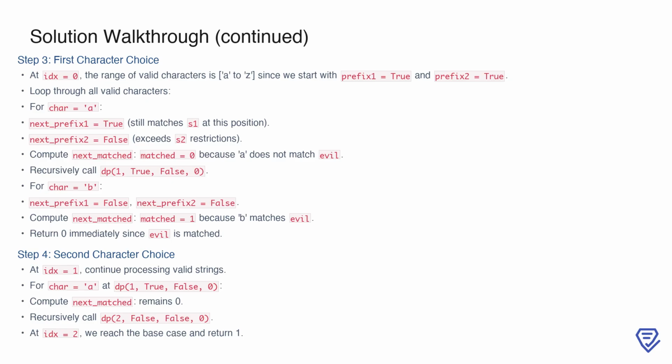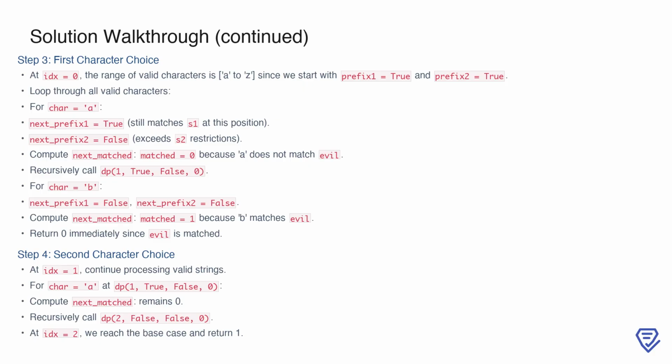Now, at the first position, idx equals 0, we determine the range of valid characters based on the prefix constraints. Since both prefix 1 and prefix 2 are initially set to true, the valid character range is the entire alphabet, from A to Z. Within this range, we loop through each character. For char equals A, it respects the lower bound defined by S1, so next_prefix1 remains true. However, it exceeds the upper bound of S2, so next_prefix2 becomes false. The next_matched value remains 0 because it does not match the evil string. We then recursively call DP for the next position.